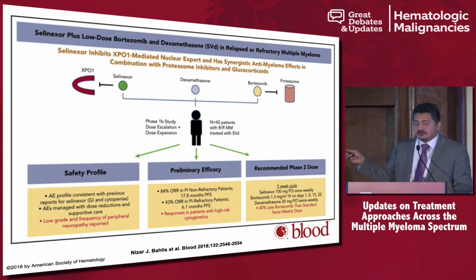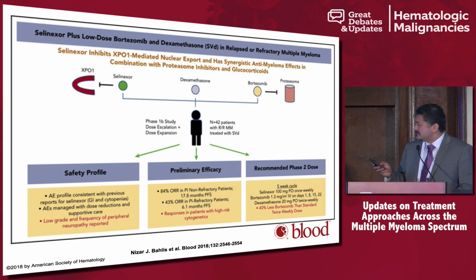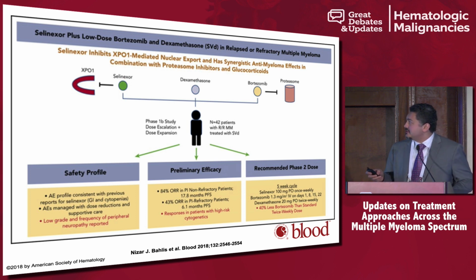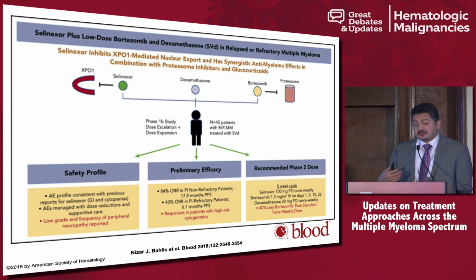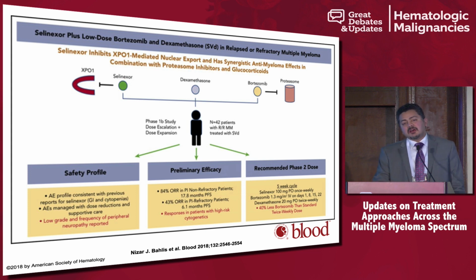Around the same time, this study was being done combining selinexor with bortezomib dexamethasone. And this is just a snapshot of what was seen in the phase 1 study, an overall response rate of 84% in PI non-refractory myeloma patients with a median PFS of around 17.8 months. Safety profile, interestingly, now that investigators had figured out how to utilize selinexor and deal with some of those side effects, was a little better when combined with bortezomib dexamethasone. So there's a learning curve piece of it.